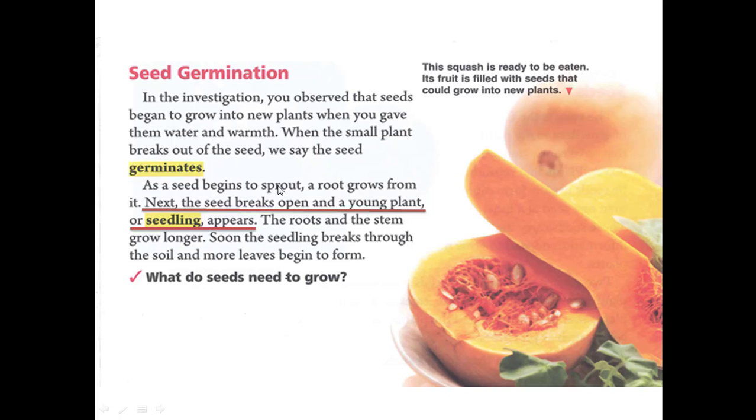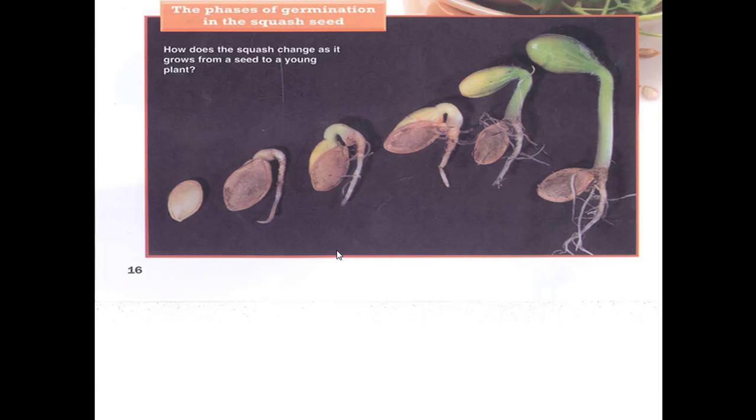Okay, after that we study seedling. As a seed begins to sprout, a root grows from it. Next the seed breaks open and a young plant or seedling appears, and the roots and the stem grow longer, and soon the seedling breaks through the soil and more leaves begin to form.